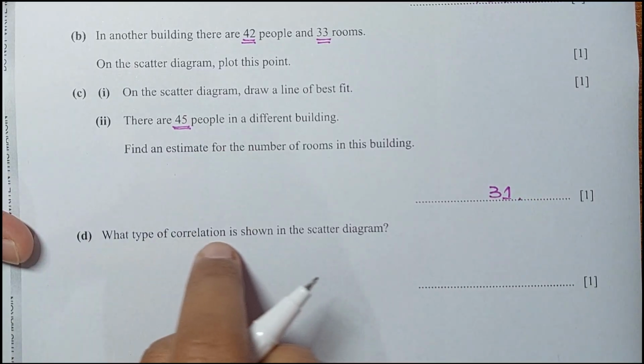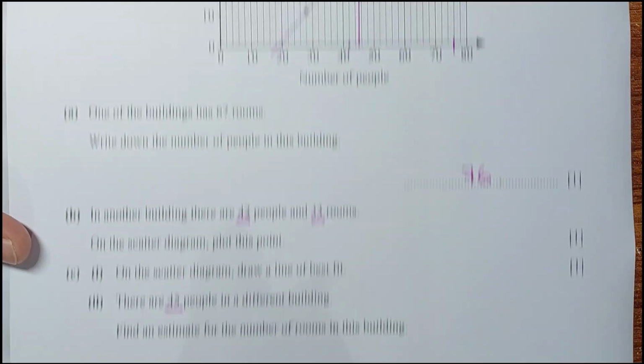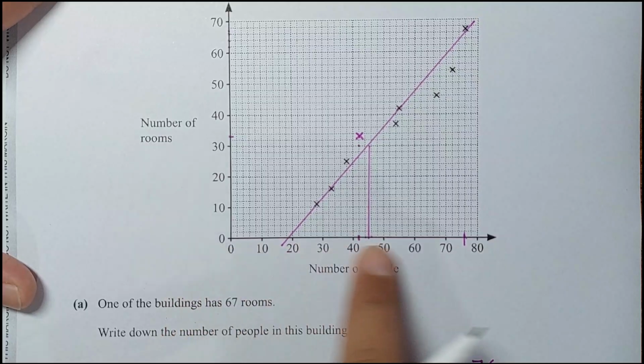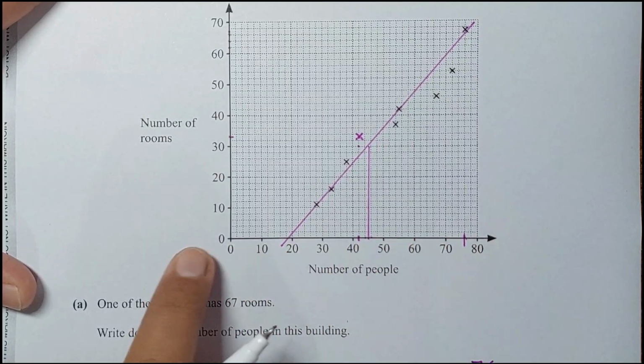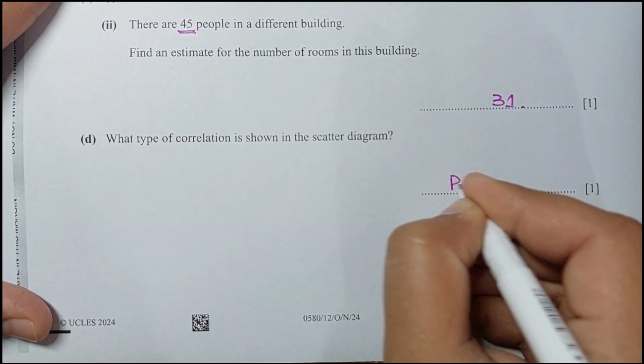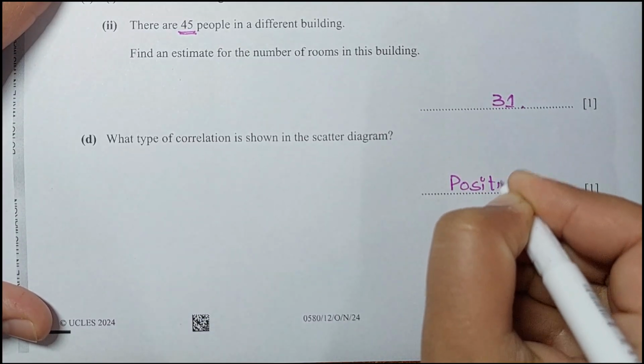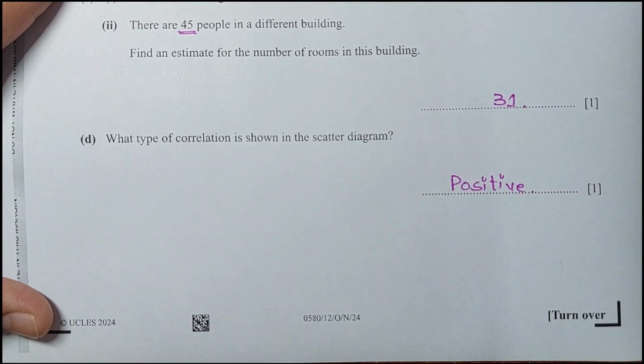Part D, what type of correlation is shown in the scatter diagram? Okay, when the number of people increases from 10 to 80, the number of rooms also increases, so this is a positive correlation. One quantity increases, the other also increases.